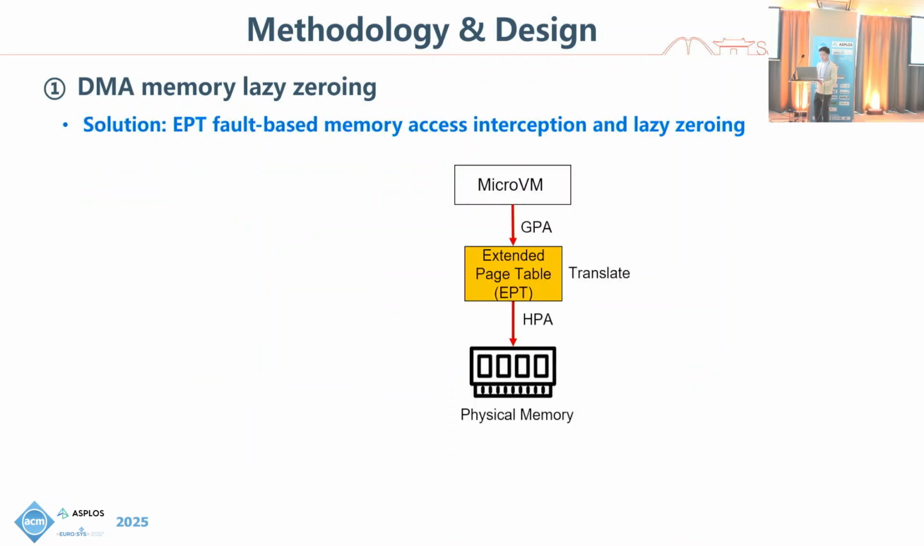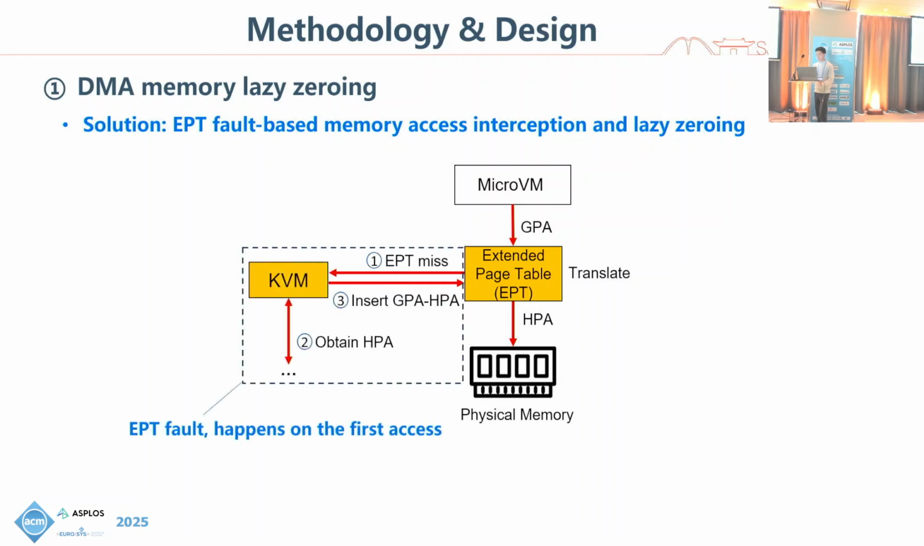The solution: our design uses EPT fault-based memory access interception and performs the lazy zeroing. An EPT fault generates the entry in the extended page table that maps the GPA to HPA the first time a page is accessed. So, showing the figure here, when the micro virtual machine accesses a physical page for the first time, the extended page table will trigger an EPT miss and query the KVM software module to generate the mapping. And this process allows us to intercept and perform the zeroing operation.